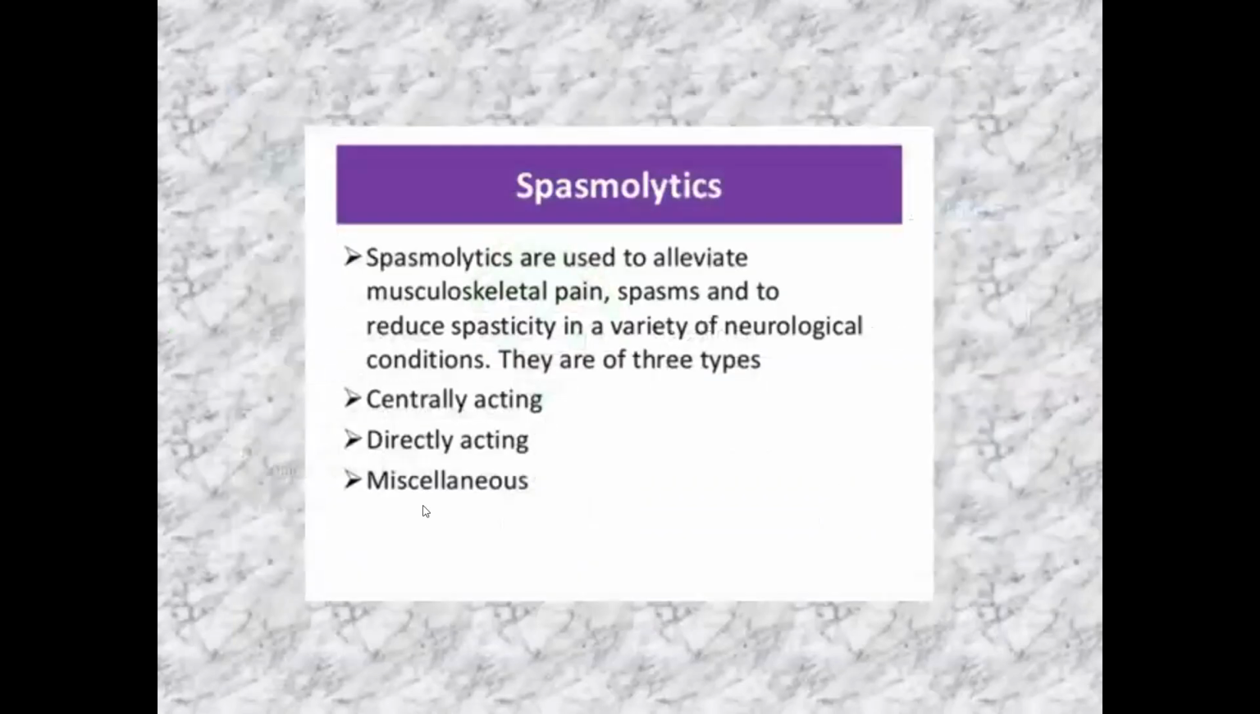And spasmolytics are actually of three types. One is centrally acting, another is directly acting, another is miscellaneous. So centrally acting means centrally acting muscle relaxant. Directly acting, one drug is there, that is dantrolene, which acts directly.